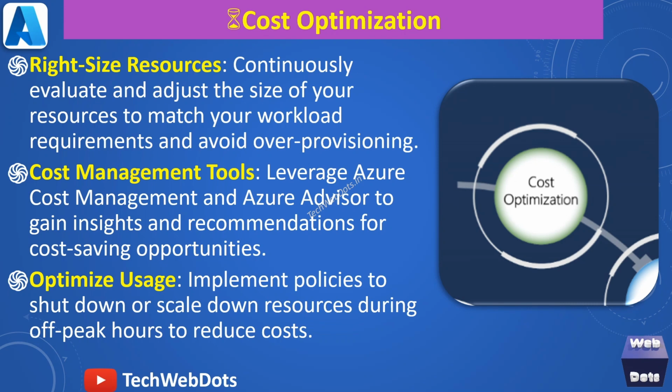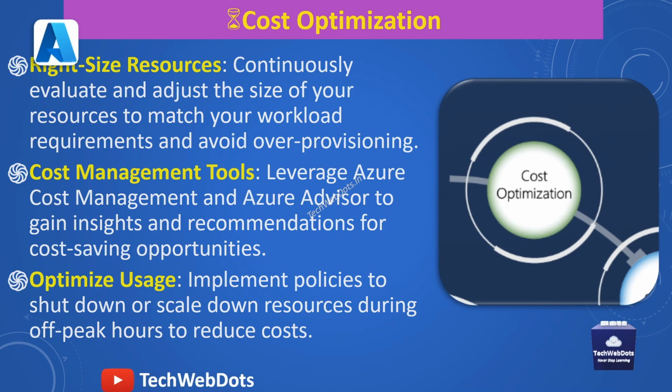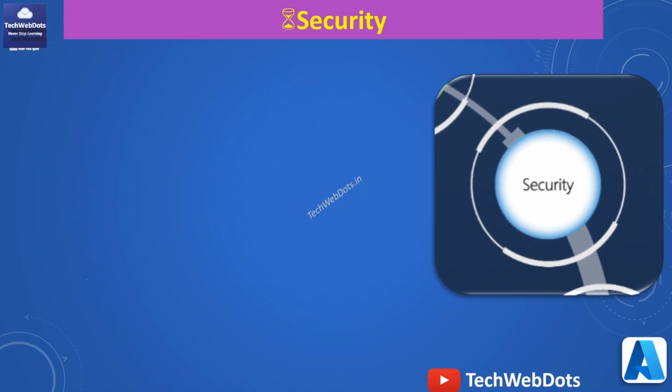Optimize usage. Implement policies to shut down or scale down resources during off-peak hours to reduce the cost. This is one of the strategies in most big organizations when they are in the dev phase, or you can say some are in the integration phase. So they use it. Definitely this is not for production. So in cost optimization, three things: right-size resources, cost management tools, and optimize usage. Okay, let's go next, which is security.